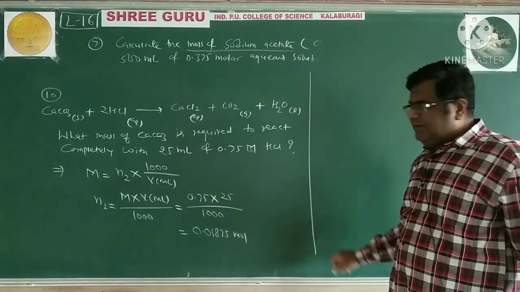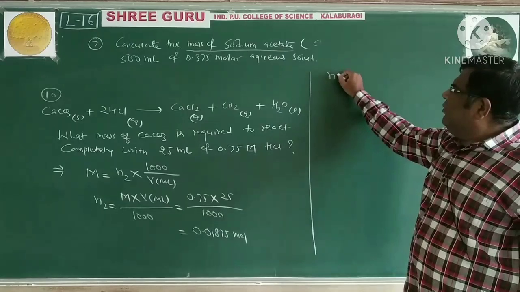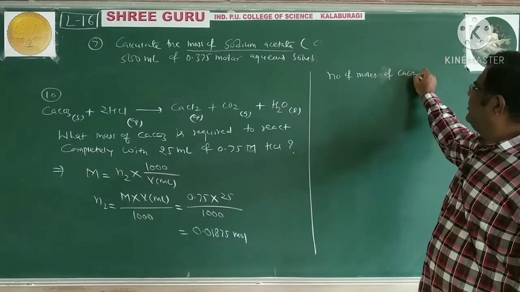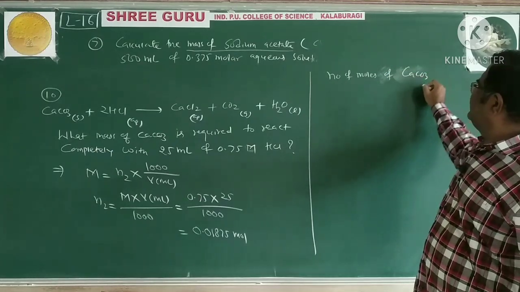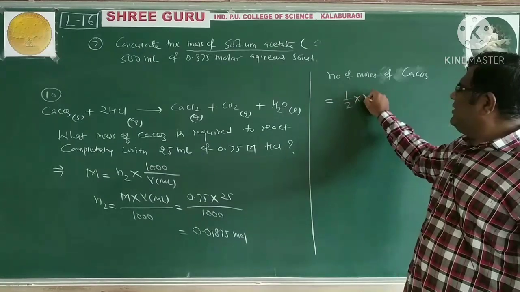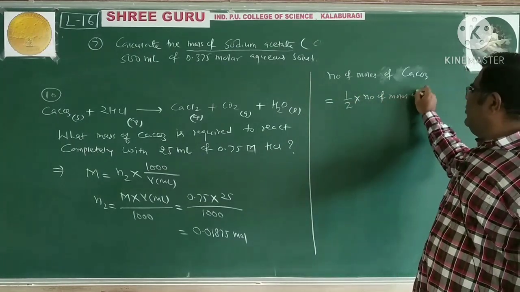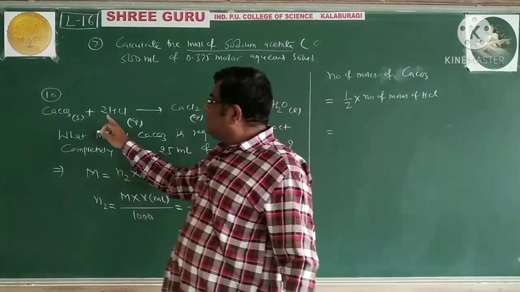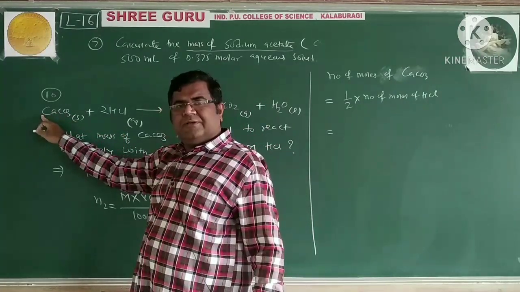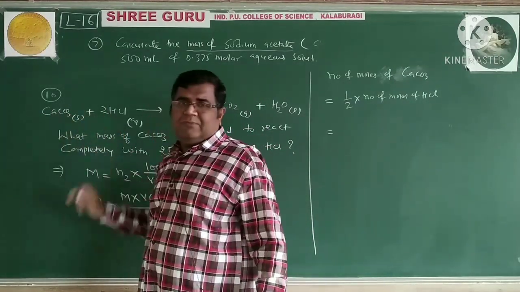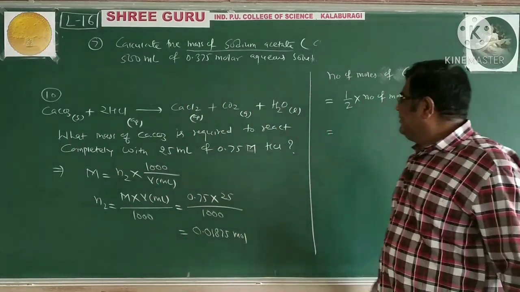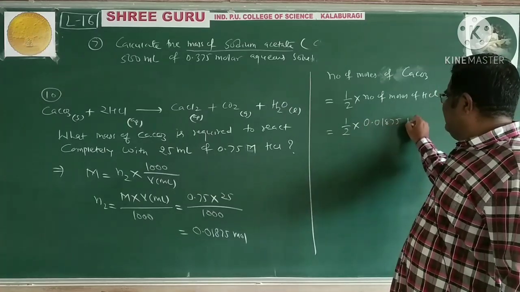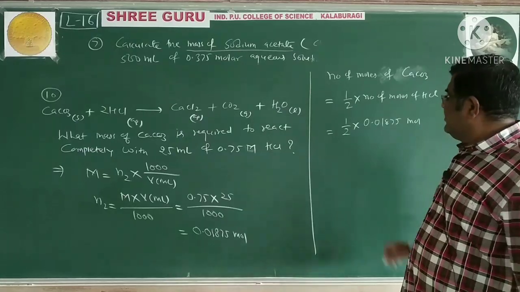So we can say here that number of moles of calcium carbonate is equal to half into number of moles of HCl. Why we say so? Because 2 moles of HCl, 1 mole of CaCO3. 1 mole of HCl, half moles of CaCO3, isn't it? So it is half of 0.01875 mole. So number of moles we have obtained.